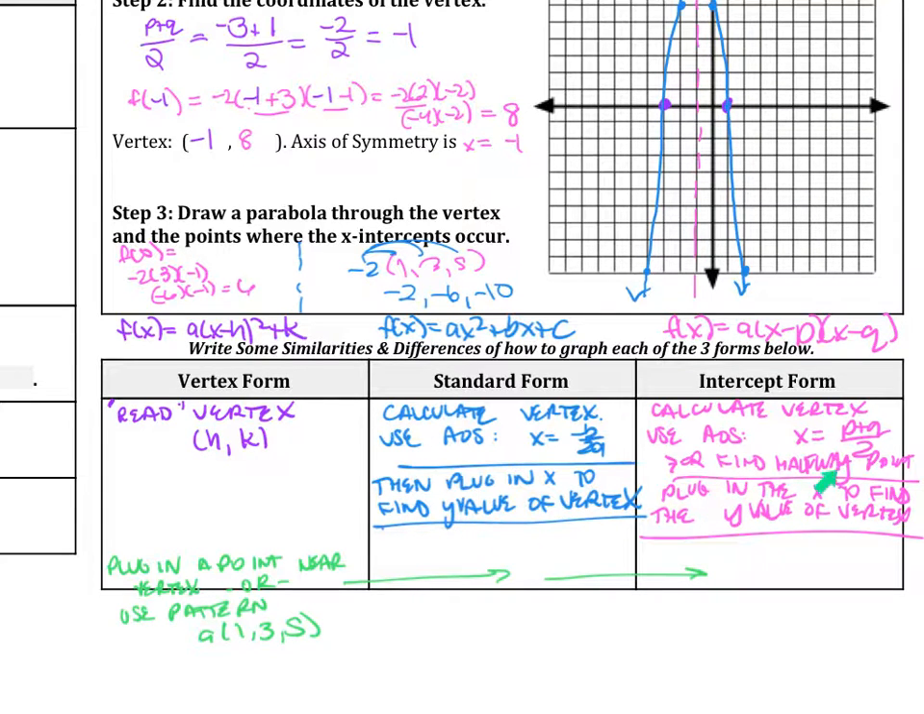Then for intercept form, you can use the axis of symmetry, which is x equals p plus q over 2, or just count and find the halfway point between those two intercepts. For both standard form and intercept form, it's similar because you just plug in the x to find the y value of the vertex. Now for all three of them, once you find the vertex and you plot it and you draw your axis of symmetry, you can either plug in a point near the vertex, so 1 to the right, or 2 to the right, or 1 to the left, 2 to the left, or you can just use the pattern of 1, 3, 5. Just multiply whatever a value is in the front.